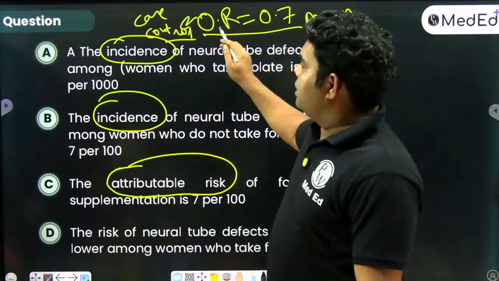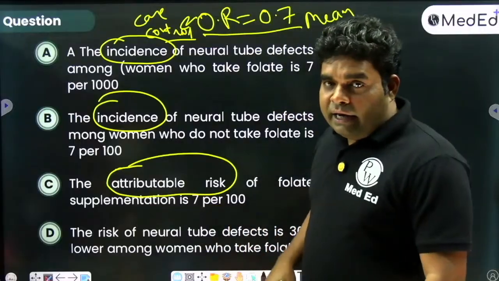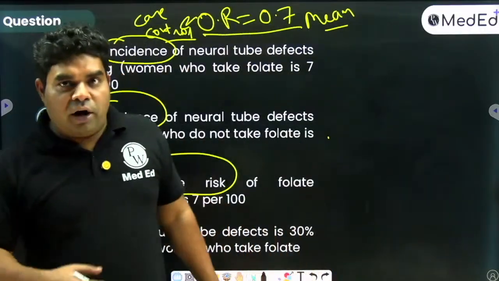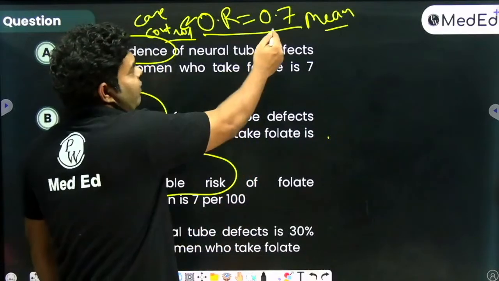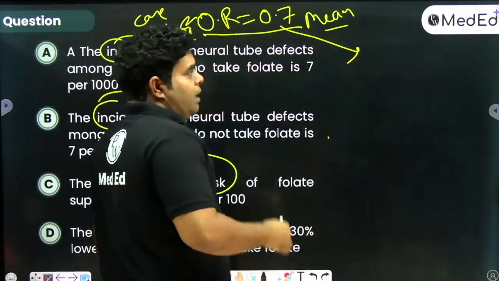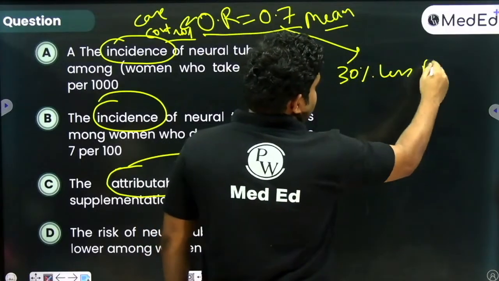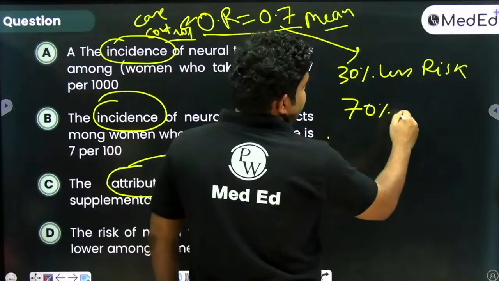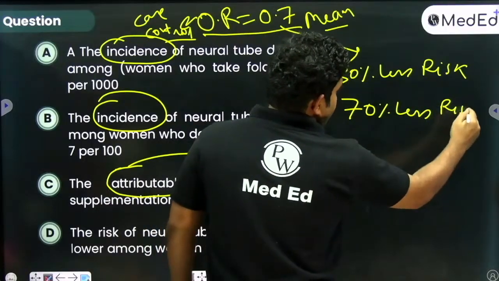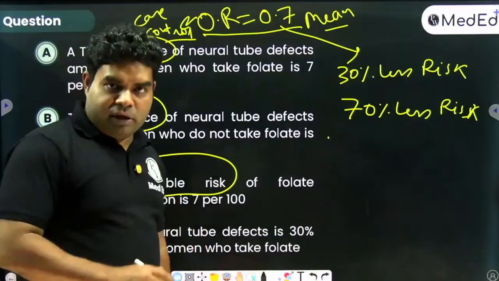Odds ratio, case control study does not give us incidence or attributable risk. Case control study only gives us chance, or how much more risk or chance is there. And if it is 0.7, what does 0.7 mean? क्या 0.7 का मतलब होता है 30% लेस रिस्क? क्या और 0.7 का मतलब होता है 70% लेस रिस्क? क्या इसका मतलब होता है 30% मोर रिस्क या 70% मोर रिस्क?